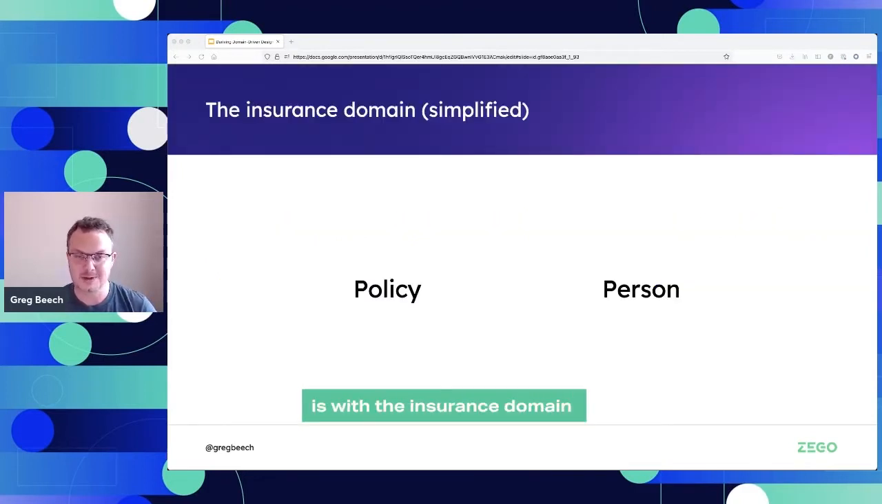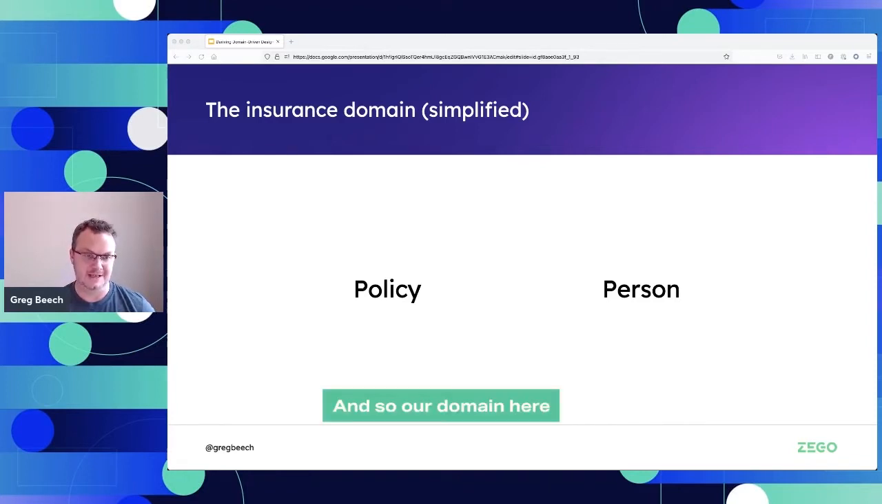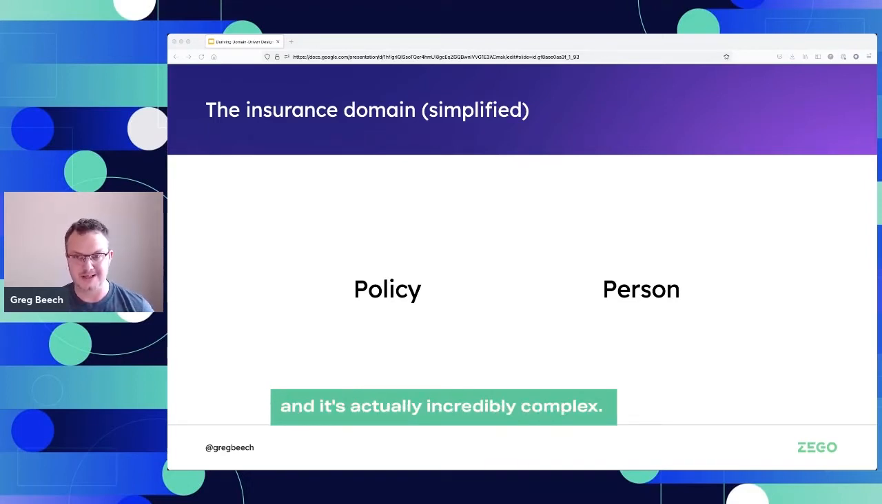Okay, so where we'll start is with the insurance domain. And by domain, what we really mean is it's kind of the industry you're in. So this might be banking, it might be food delivery. In Zego's case, it's insurance, commercial motor insurance. And so our domain here is, we're going to do a quite simplified one. We're just going to talk about a policy and a person. In reality, the domain is a lot more complex than that because insurance is a 400-year-old industry, so it's actually incredibly complex. But this is all we really need to drive quite a lot of domain-driven design.